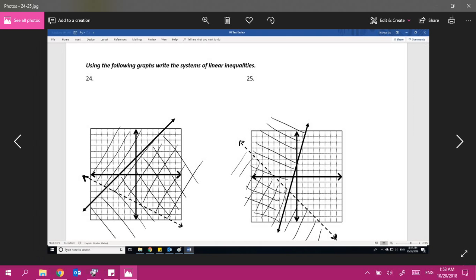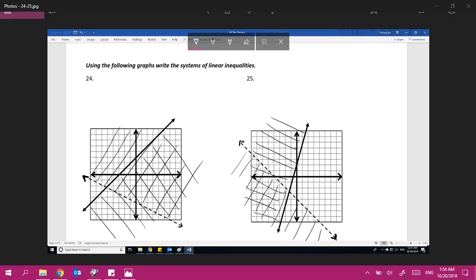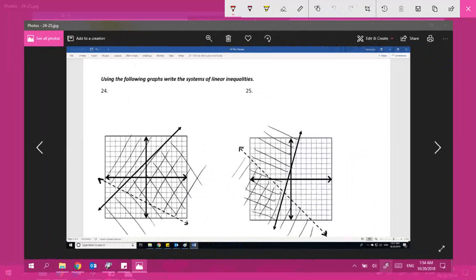All right, 24 and 25, we're writing the inequalities. So system, let's go ahead and put the big bracket thing. Okay, I'm so bad at drawing brackets. There we go. All right, let's take a look at one of the lines right here. We can see that this line starts at positive 1, 2, 3, so I already know it's going to be plus 3. And remember, it's always y at the beginning.